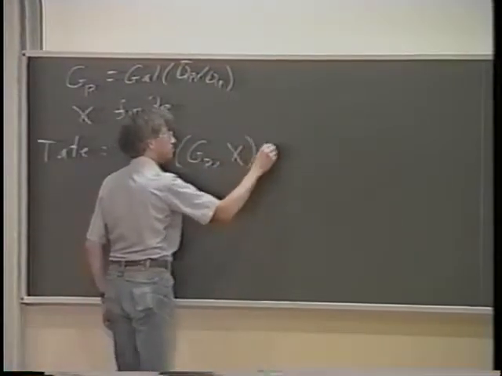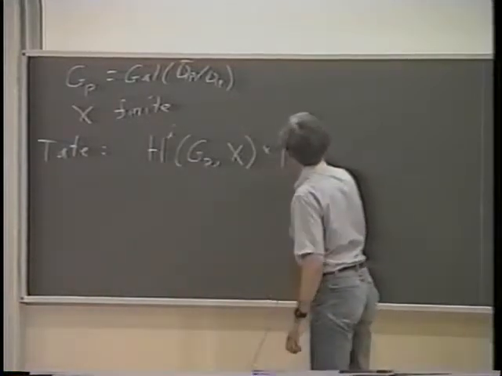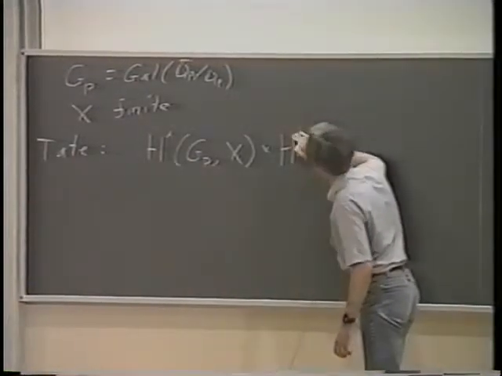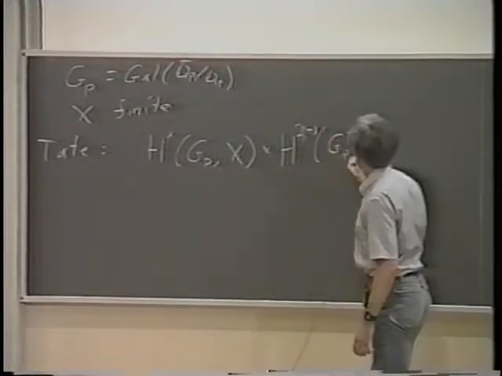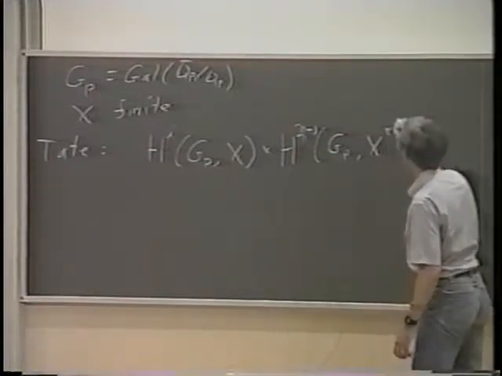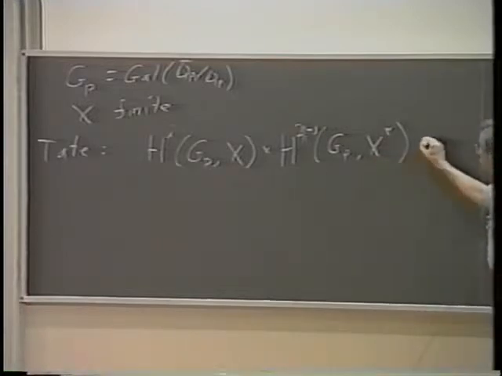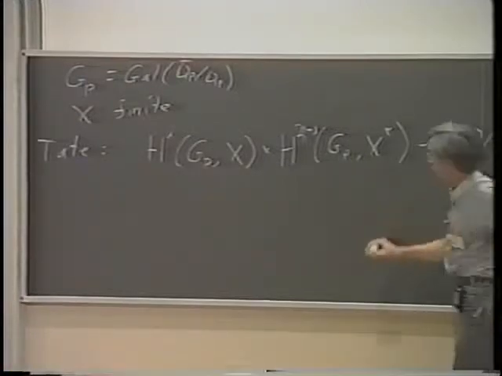H^i(G_P, X) cross H^(2-i)(G_P, X star), where X star is the dual of X, into Q mod Z, induced by a cup product. Okay, so this is what I had right at the end of last time.